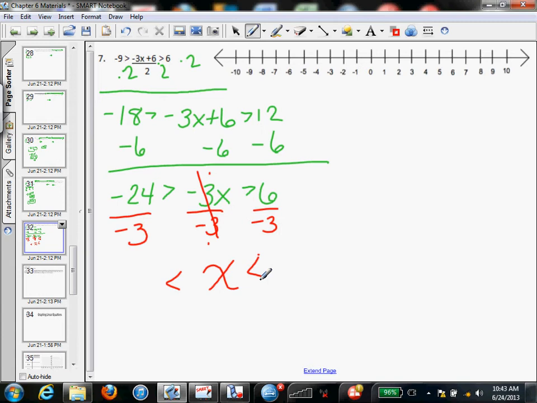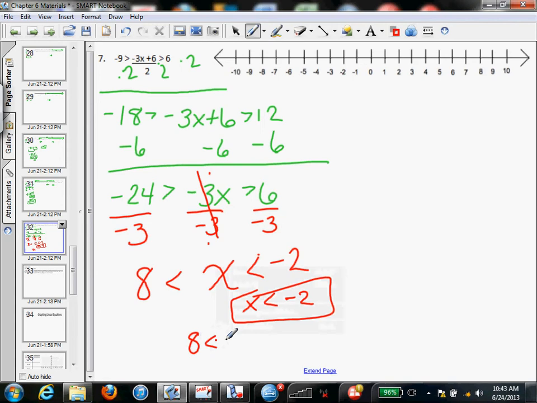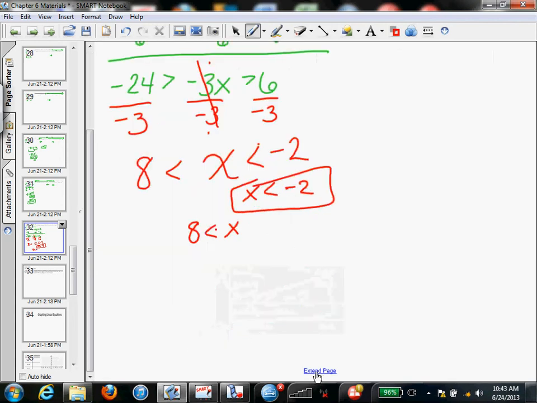Okay, over here on this side, negative 24 divided by a negative 3. Negative divided by a negative is a positive, and we are just left with 24 divided by 3, or just 8. And on the other side, 6 divided by negative 3. A positive divided by a negative is a negative, and 6 divided by 3 is 2. So now if we break our inequality apart, we have x is greater than negative 2, and we have 8 is less than x.